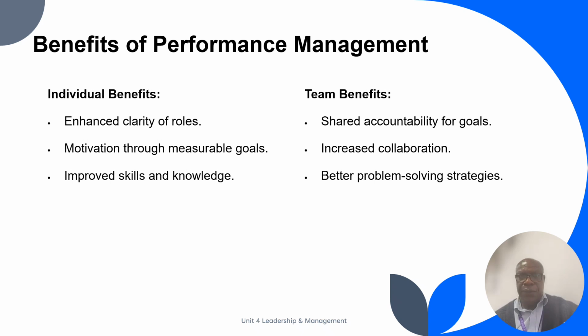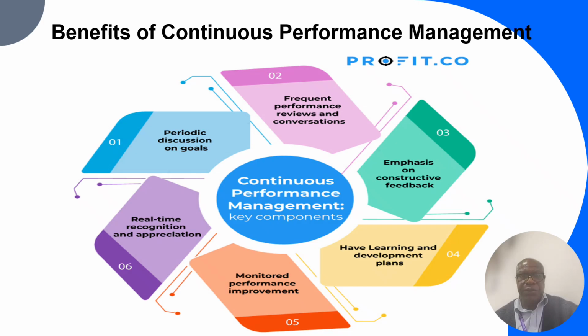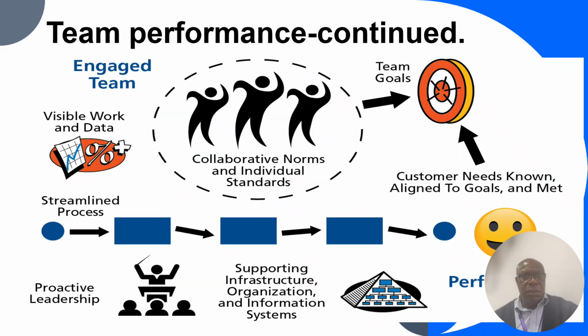Okay, so here we have a pictorial representation of CPM, looking at these six key methods, and this is from profit.co. We also have team performance from left to right. As we engage teams, we have a target that the teams are driving towards, and they collaborate via the process to achieve customer satisfaction or goal achievement, or performance.